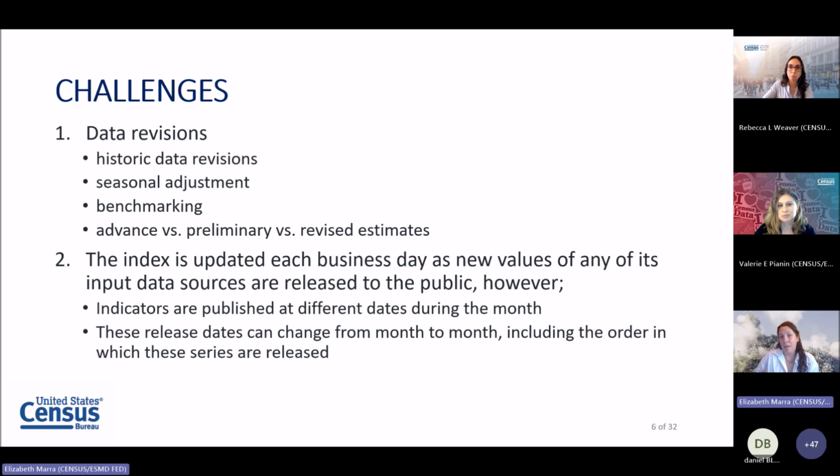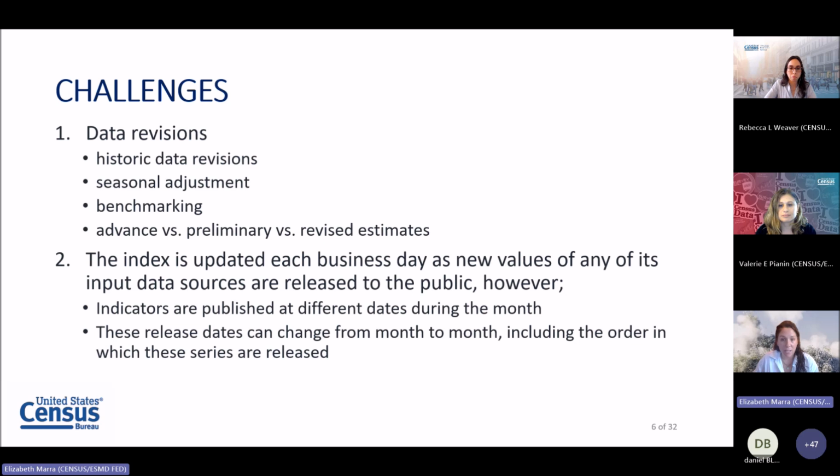So as you can imagine, combining 15 different economic data series from 5 different survey areas into a meaningful index can present a lot of challenges. I'm not going to go over number 1 on the slide here today. I just don't have time. But for number 2, this is what the rest of our presentation will focus on.